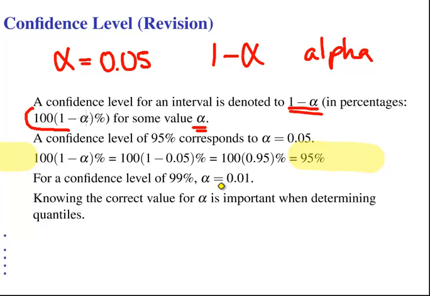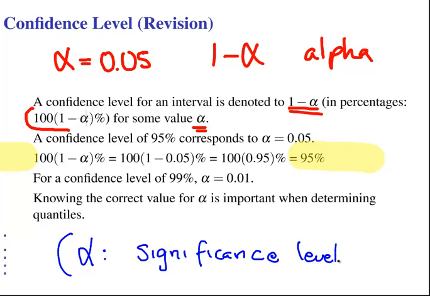So for a confidence level of 99%, you would say that alpha is 0.01. Now, knowing the correct value for alpha is quite important in determining quantiles, because that is how you pick out your quantile. Just as a remark, I've not formally introduced it yet, but if you recognize this as the thing called significance level, then you're not wrong. You are correct if you think that's related to the significance level. It's not brought into play yet, but later on there's something called significance, which is quite important.